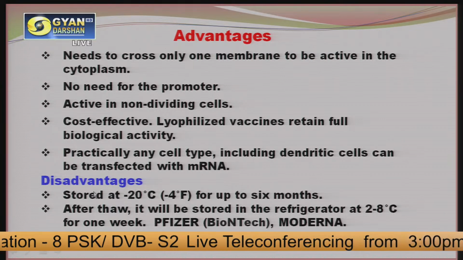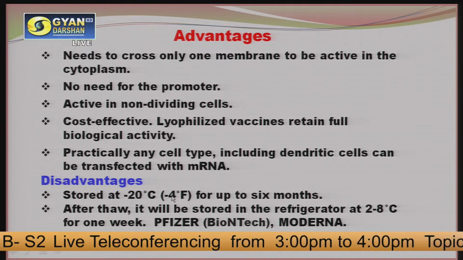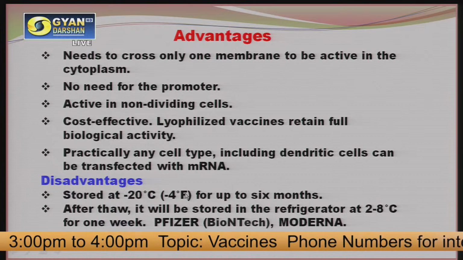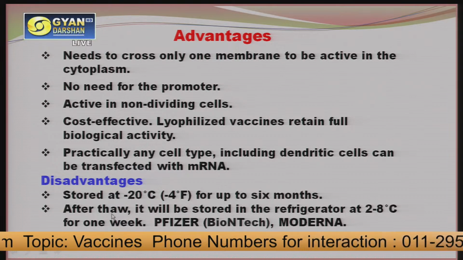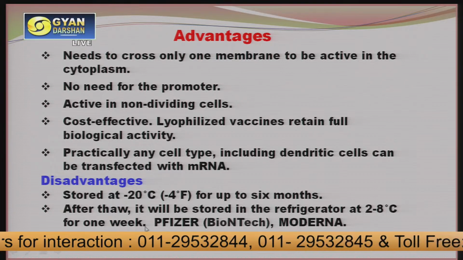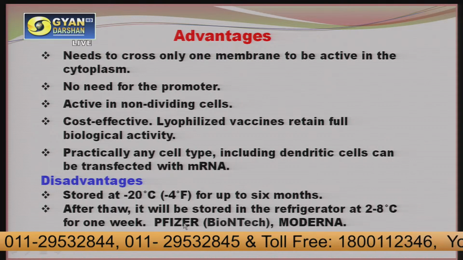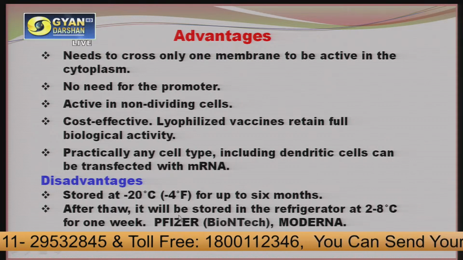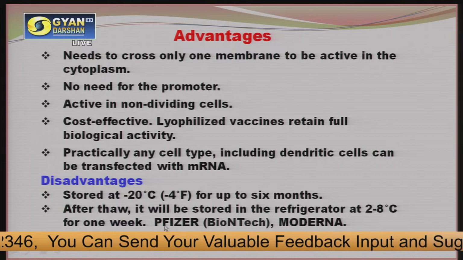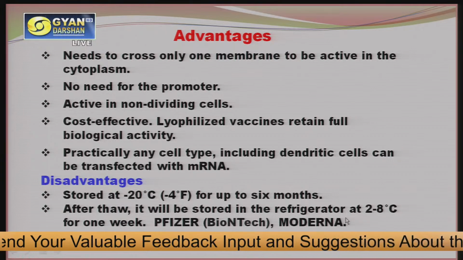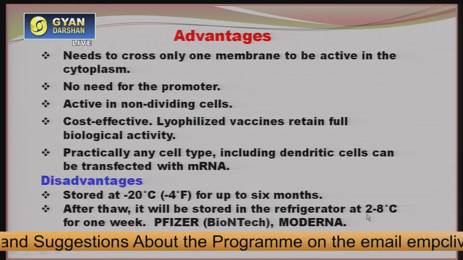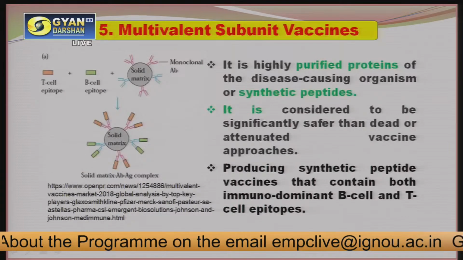What is the disadvantage? The storage at -20 degrees centigrade is a big disadvantage. -4 Fahrenheit for up to 6 months, and after thawing it will be stored in a refrigerator at 2 to 8 degrees centigrade for 1 week. And these are very important vaccines that are produced by two companies, Pfizer and Moderna. They produce the COVID related vaccines.